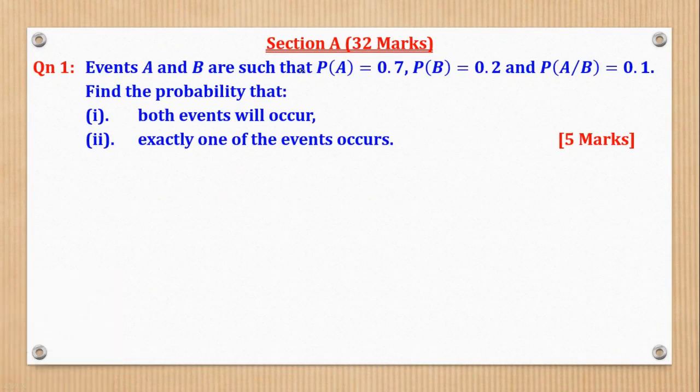So now we shall go to the questions. Section A this time had 32 marks. Question 1 says, events A and B are such that probability of A is 0.7, probability of B is 0.2, and probability of A given B, some students call this division, but it's just A given B, a conditional probability, is 1.2. Find the probability that, Roman 1, both events will occur. Both means intersection A and B.